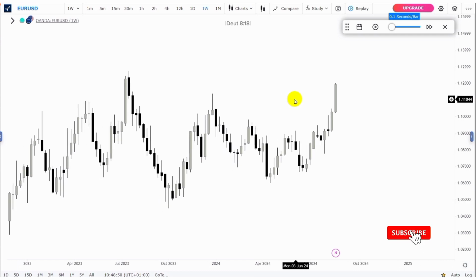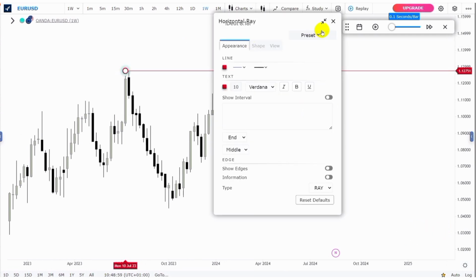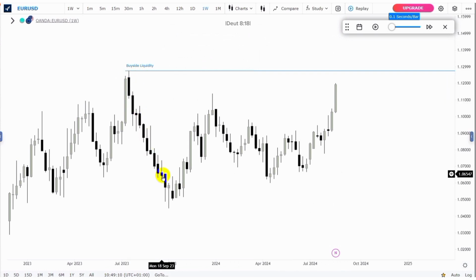So where is our draw on liquidity? We have this buy side liquidity resting here. The market is being attracted to this buy side liquidity, so we are expecting further bullish movement of price to the upside to come raid this buy side liquidity. Because we can see this is a swing high that sponsored the bearish movement to the downside that took out this sell side liquidity and also this sell side liquidity.